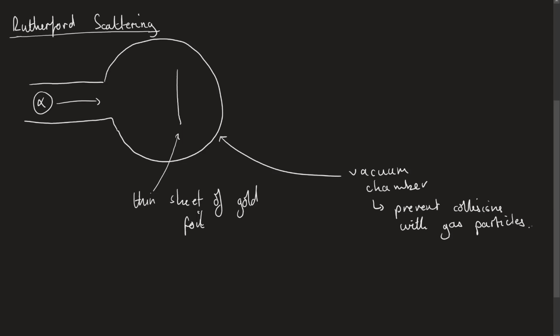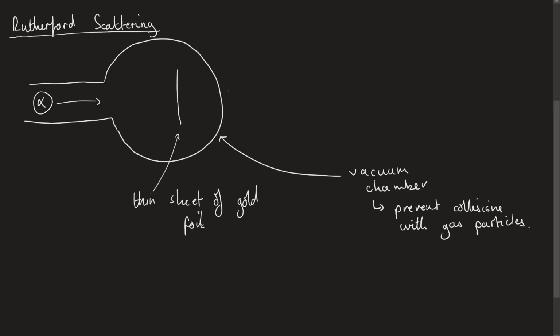so that the alpha particles don't collide with gas particles, decrease their energy and decrease their range. If we fire alpha particles with zero energy or very, very little energy at this thin sheet of gold foil, none of them are going to pass through because they won't have the energy to pass through, right? It needs a certain amount of energy to actually be able to pass through some sort of object. So we need to make sure that the energy remains above that threshold.